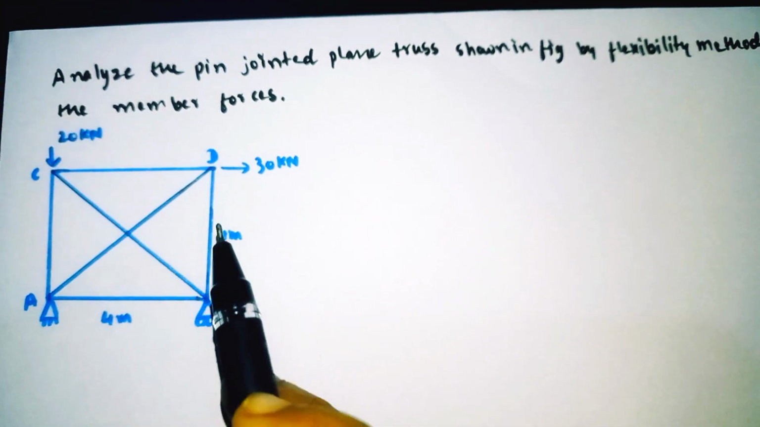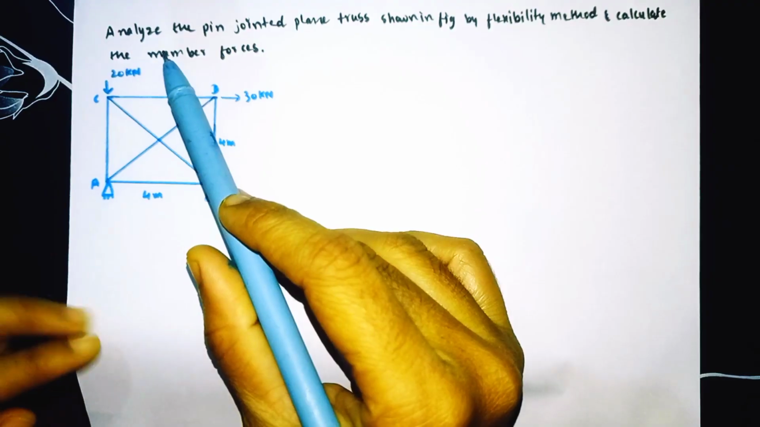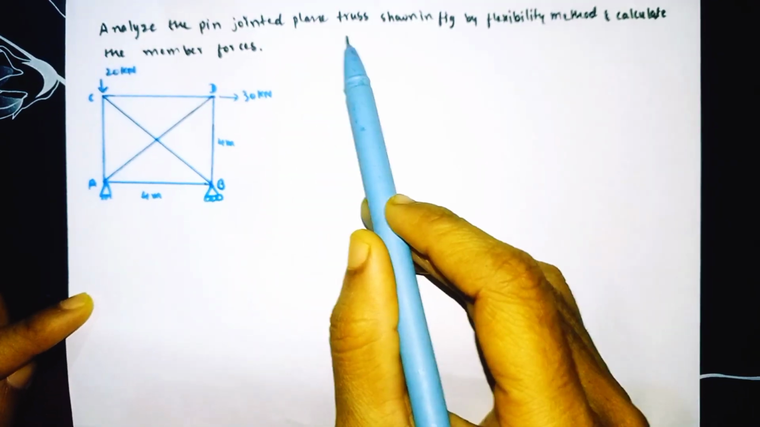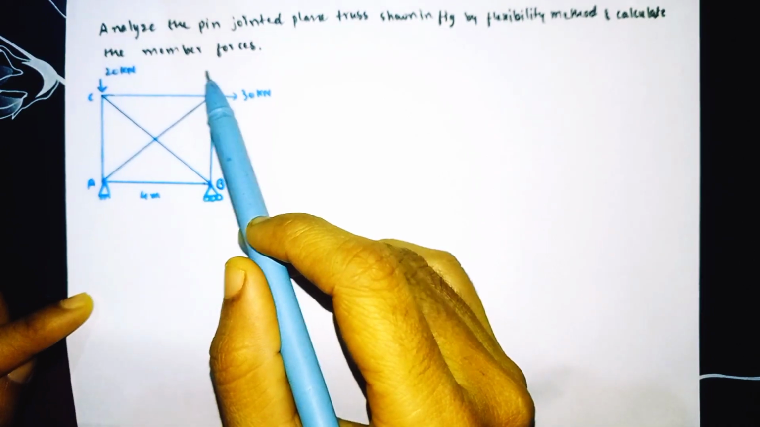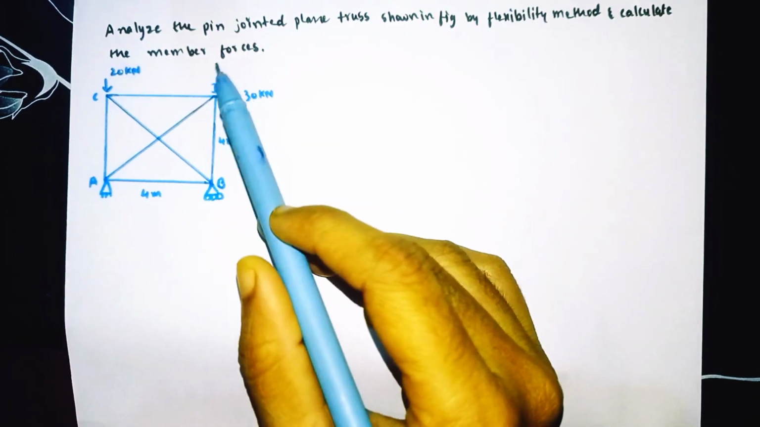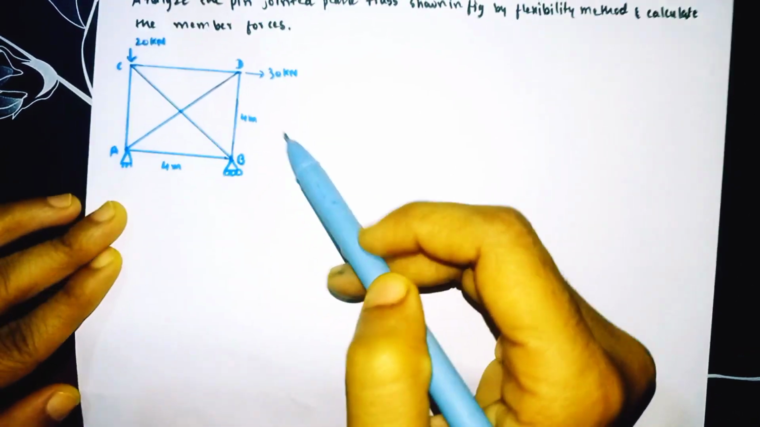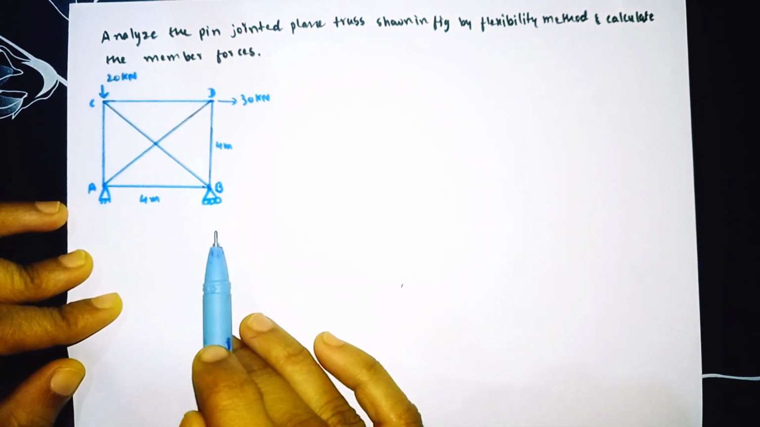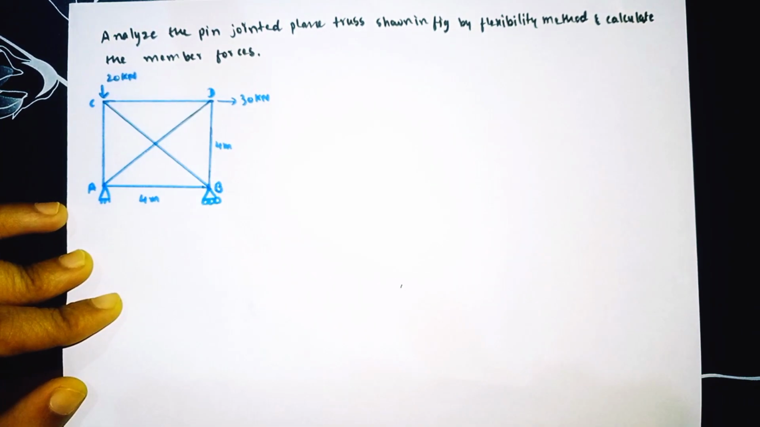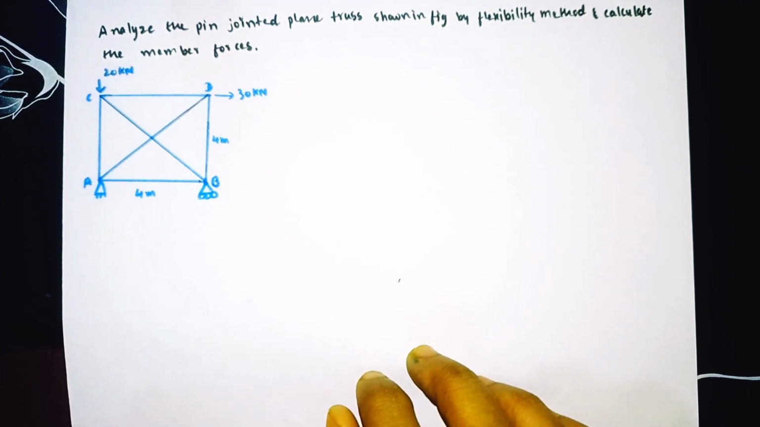So this is our given problem. Analyze the pin jointed plane truss shown in figure by flexibility method and calculate the member forces. So this is the given truss problem. Usually the first thing we have to do is find out the degree of static indeterminacy for this truss. For that we have the formula.